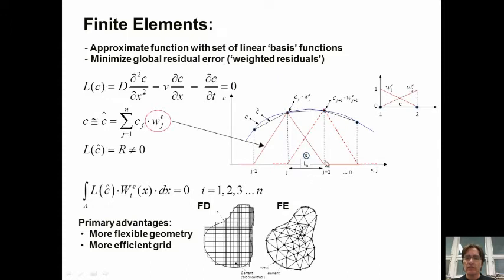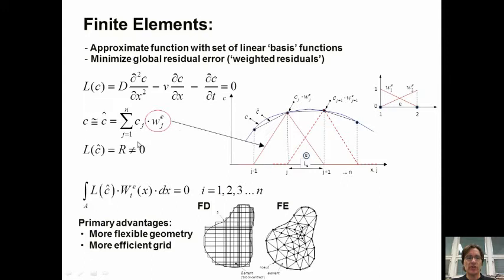So here in this graphic, we have a 1D system, x on the x-axis and concentration here. The blue line here is our true function that we want to solve for, our concentration C. And the first step is to approximate this function by a set of linear functions between each node. So we've discretized the system and we've approximated this continuous function by a series of linear functions.